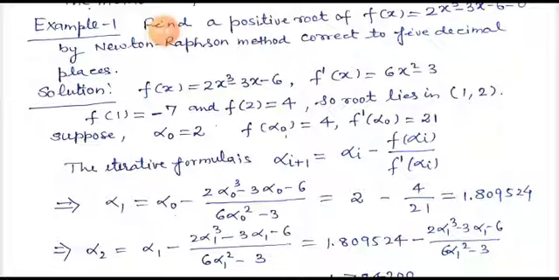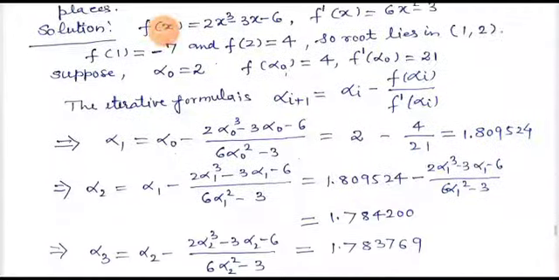In this question, we have all values of alpha i plus 1. When i is replaced by 0, it becomes alpha 1. Alpha 1 is equal to alpha 0 minus (2 alpha 0 cube minus 3 alpha 0 minus 6) upon (6 alpha 0 square minus 3). Putting all values in this, we get alpha 1 is equal to 1.809524. This is the value of alpha 1.